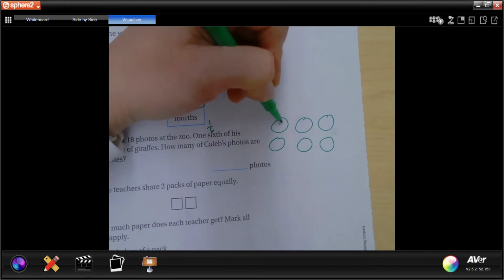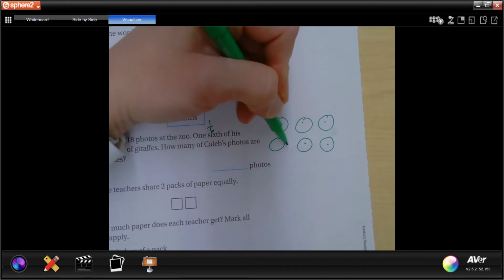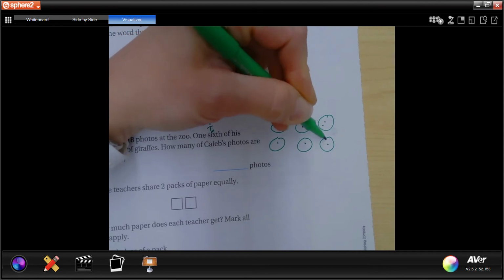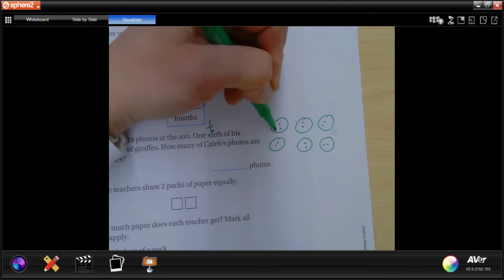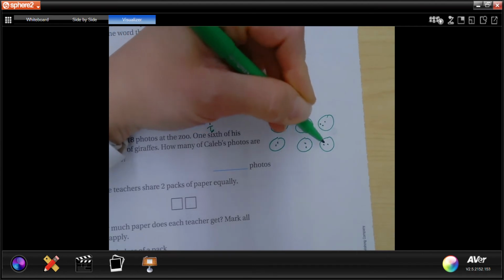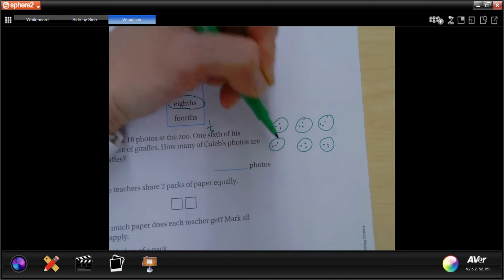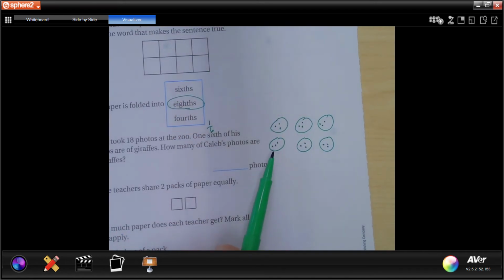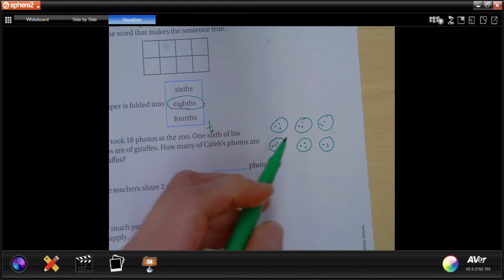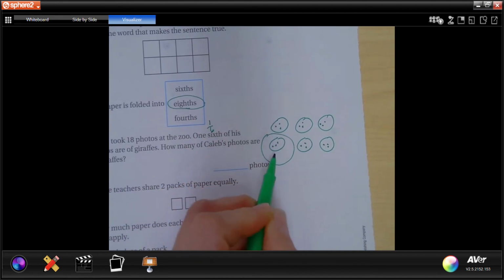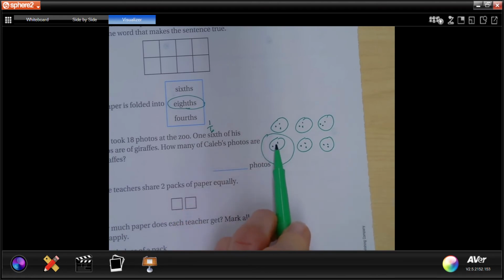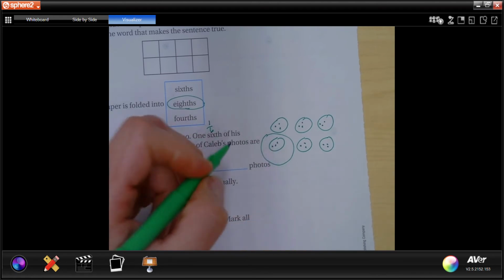So 1, 2, 3, 4, 5, 6, 7, 8, 9, 10, 11, 12, 13, 14, 15, 16, 17, 18. Well, how many photos are in each one group? Because we don't know what 1/6 is, so 1/6, how many photos are there? There are 1, 2, 3 photos.